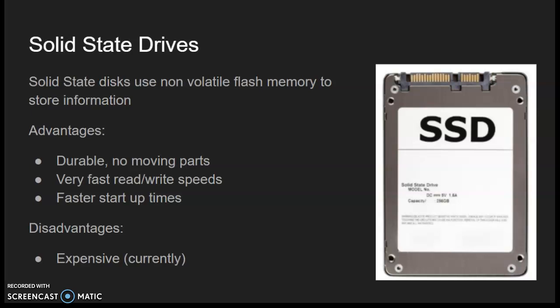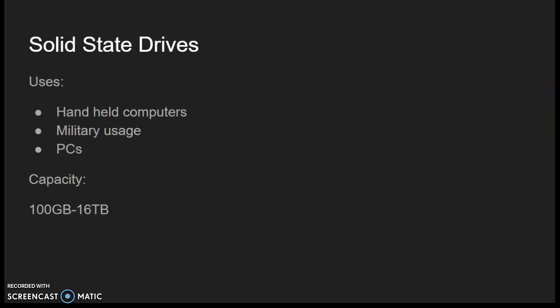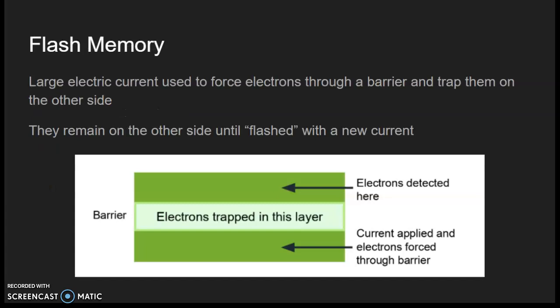The disadvantages, it's more expensive. Currently, the price is dropping all the time. Becoming more affordable. Uses: handheld computers, military usage, PCs. Your capacity, anything from 100 gigabytes up to 16 terabytes. A terabyte is 1,000 gigabytes. So that means 16,000 gigabytes of data, which is huge.